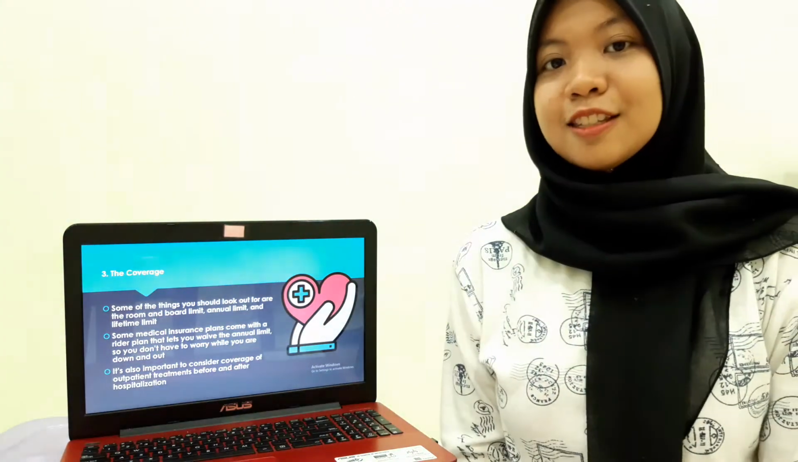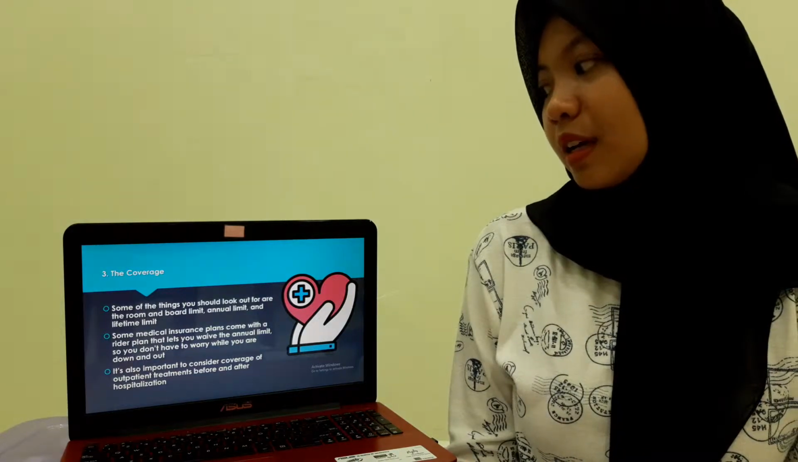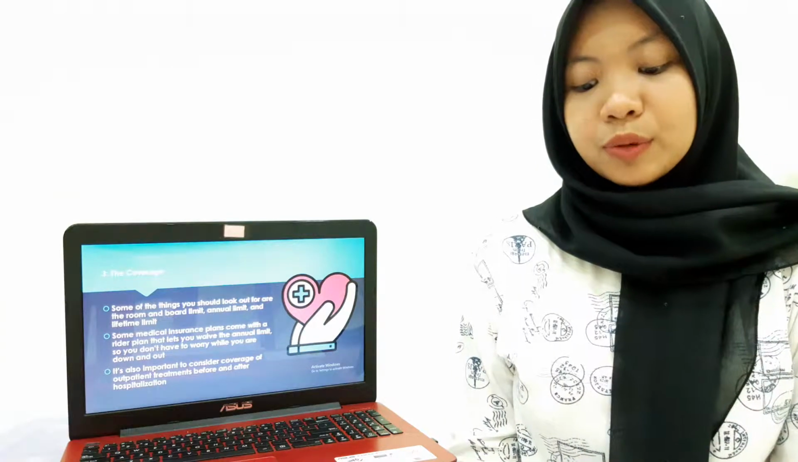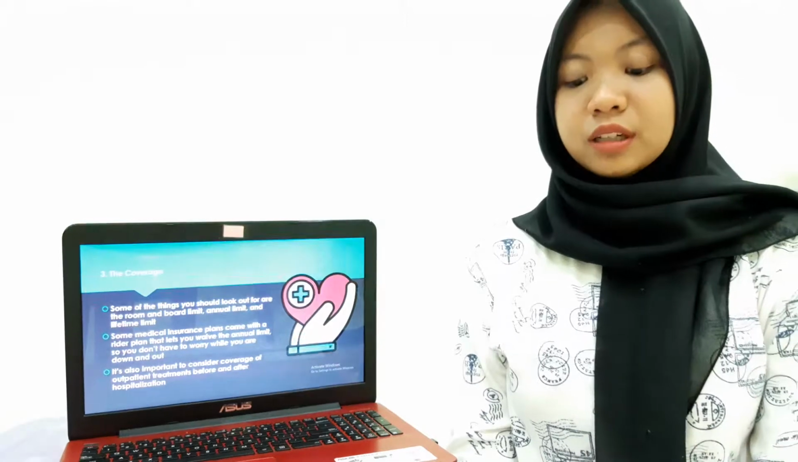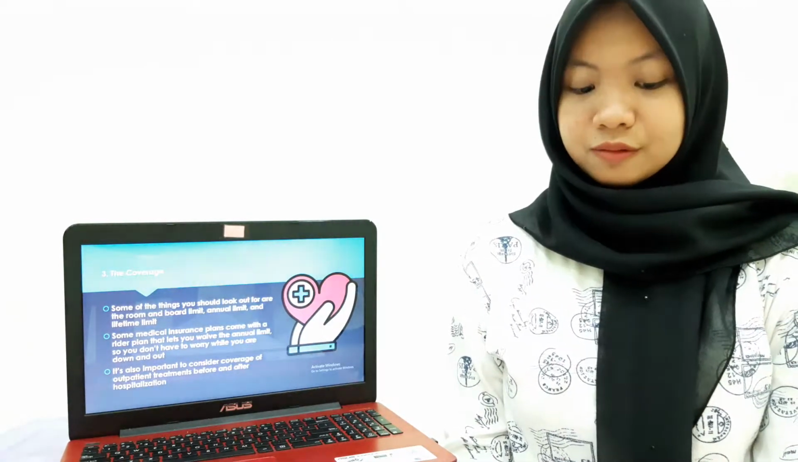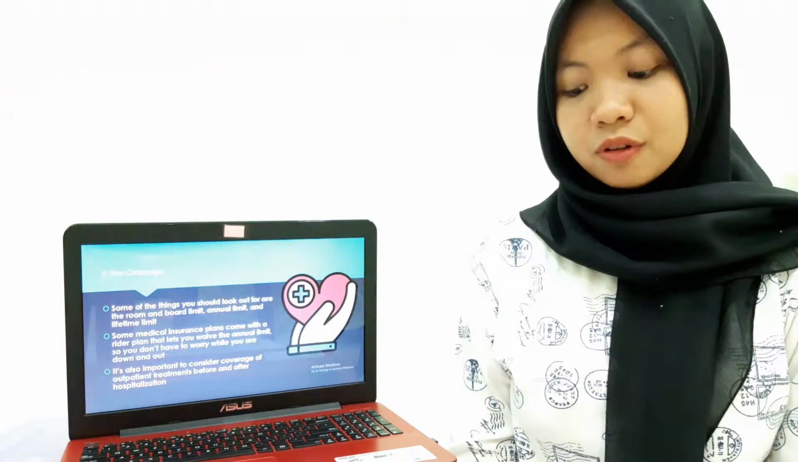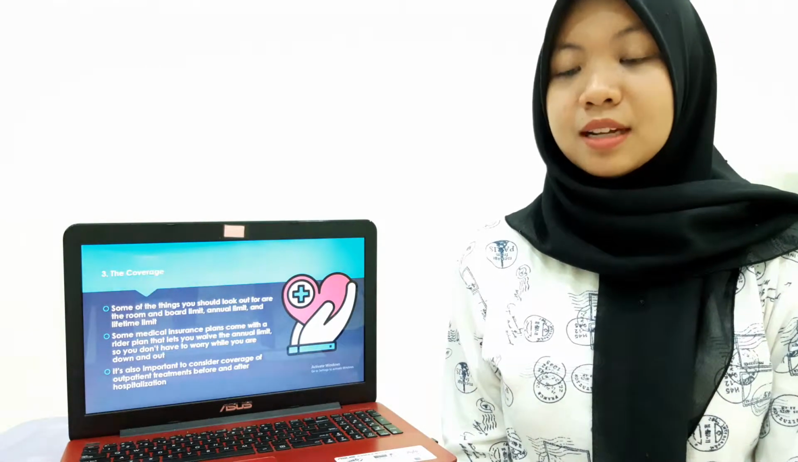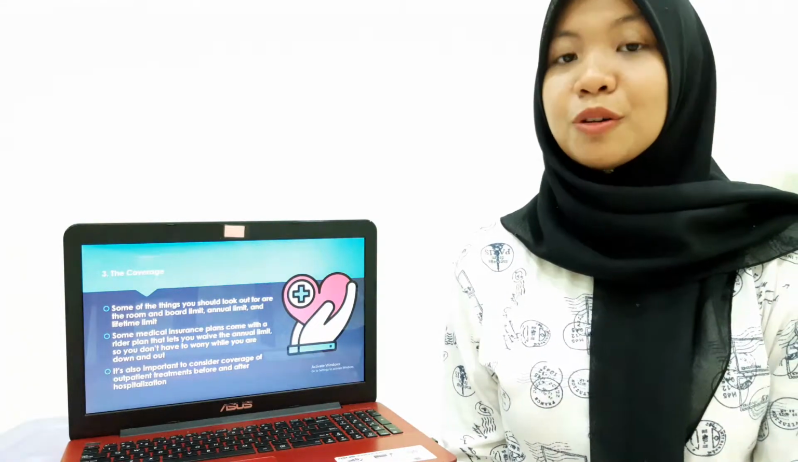The third is the coverage. Some of the things you should look up are the room and board limit, annual limit, and lifetime limit. Some plans come with a rider plan that lets you waive the annual limit, so you don't have to worry while you are down or up. It is also crucial to consider outpatient treatment before and after hospitalization. Without pre or post hospitalization outpatient coverage, you will have to take money out of your own pocket.